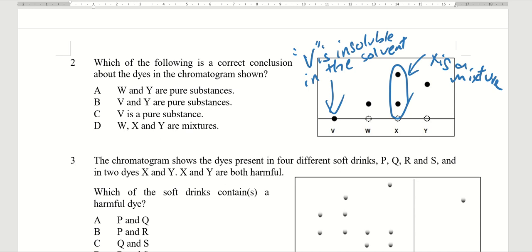Okay, so if you look at the answers that are given, based on what I mentioned just now, the answer that we need is actually A. Okay, W and Y are pure substances because there is only one dye that has moved out from the original position at the start. Okay, so that's actually our answer already.